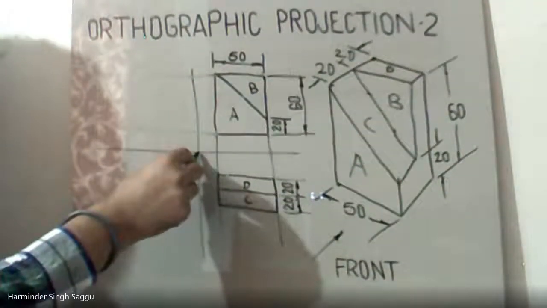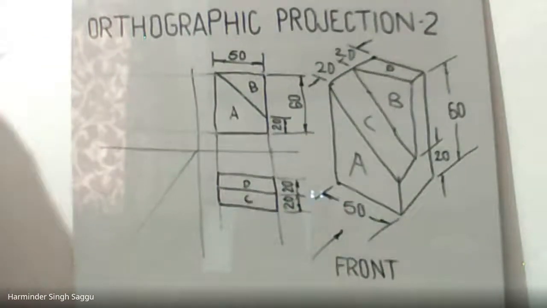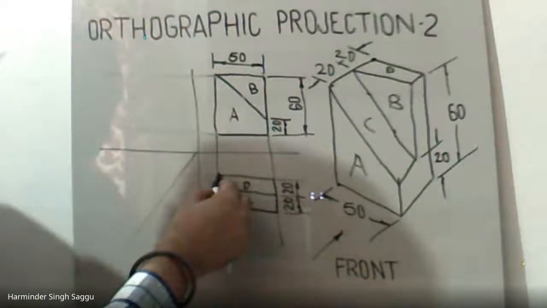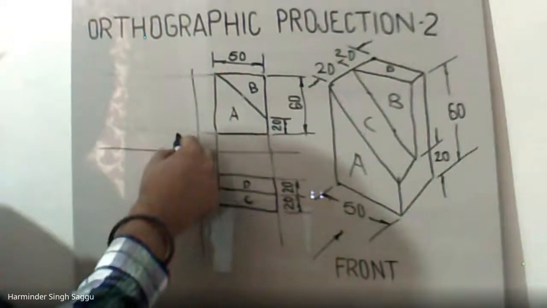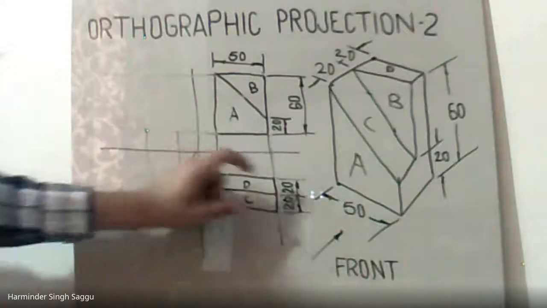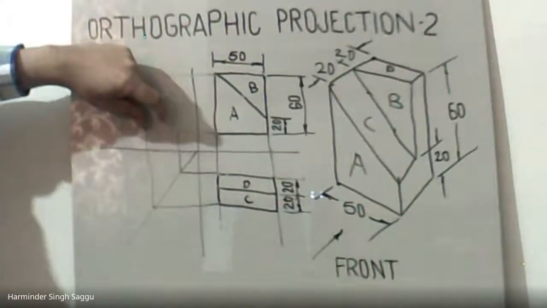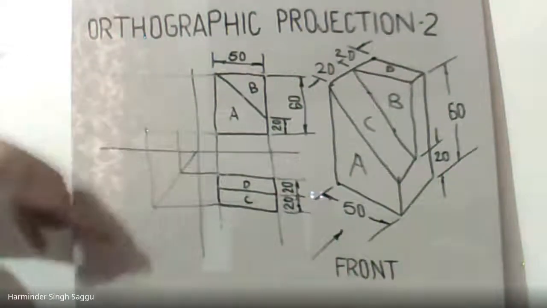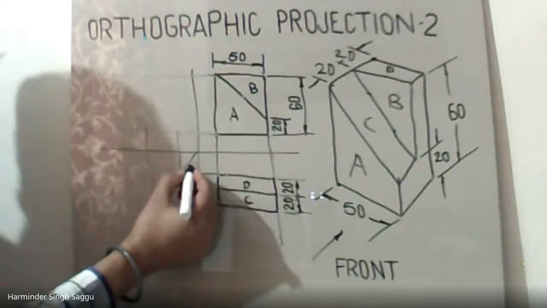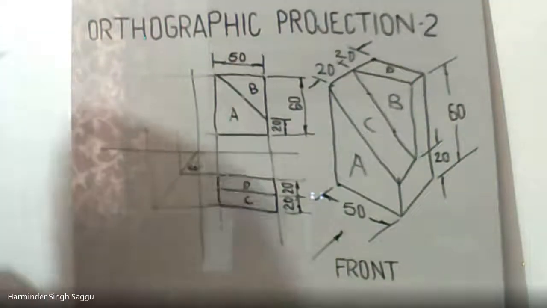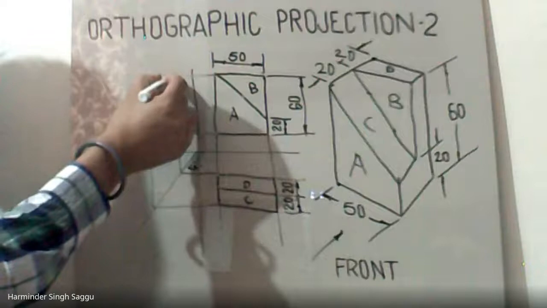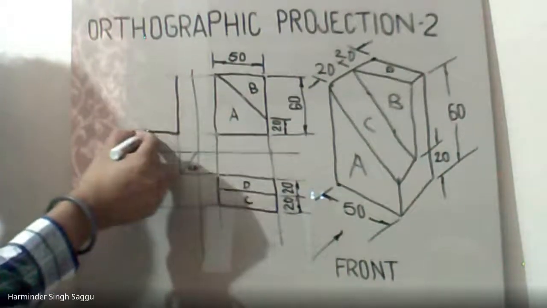This 40, draw a miter line, 45 degree. Then from this point, project a parallel line, then again a parallel line. In this way, you project this 40 onto its right side view. This is the method. This line is called the miter line, which is 45 degree. Now this is the line of the front view. Oh, sorry, right side.